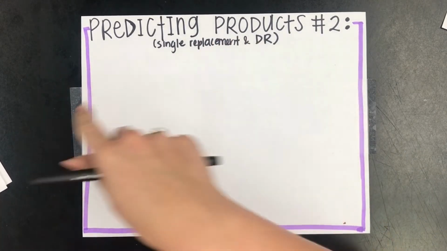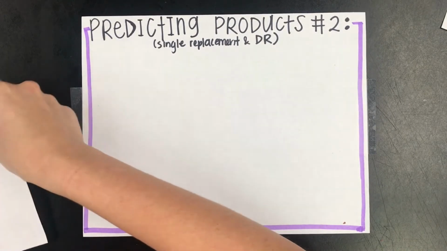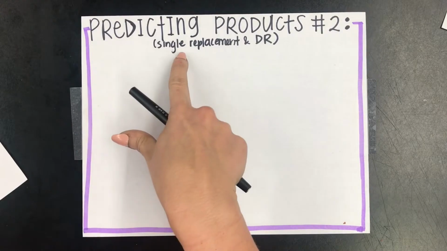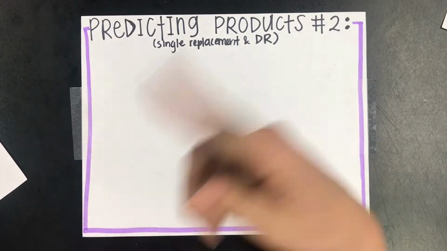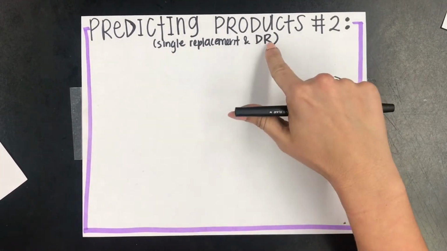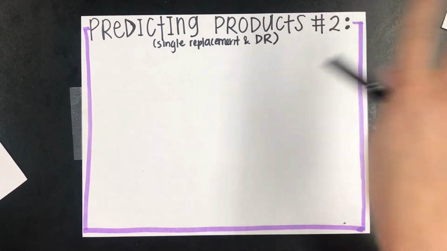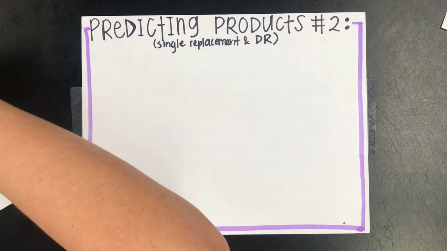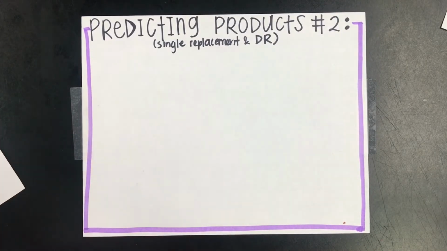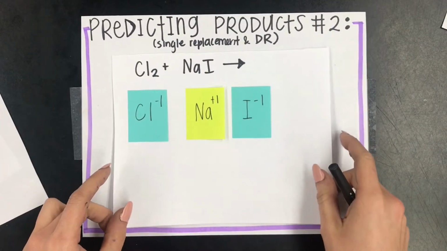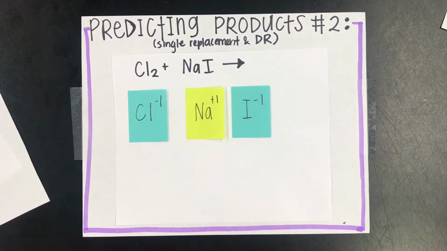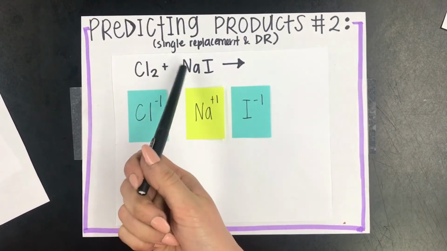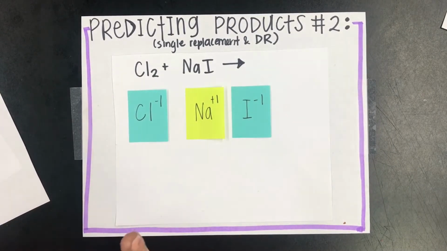For single replacement and double replacement, we can identify those based on single replacements having a single element plus a compound, yielding a compound and a single element. Double replacement, 2 compounds on both sides, and then there are 2 ions that are switching places. So let's start with a single replacement. In this one, we have chlorine plus sodium iodide.